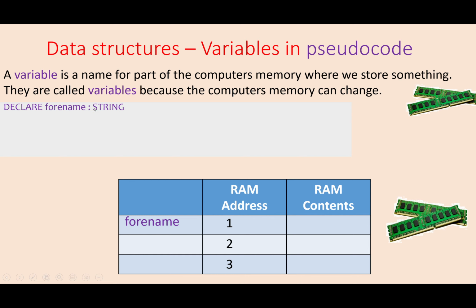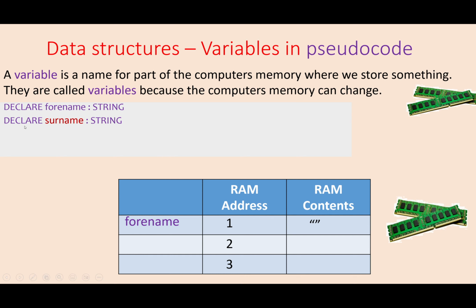So when we write that code, what we're expecting to happen is that the processor will identify an empty RAM address, and it will label it with the identifier forename. At the moment we haven't assigned a value, so it's holding an empty string because we specified string.